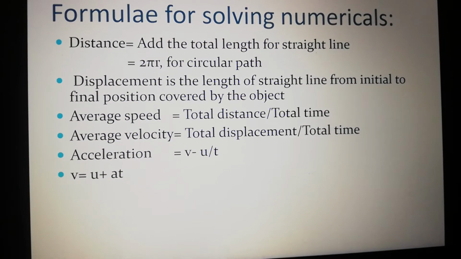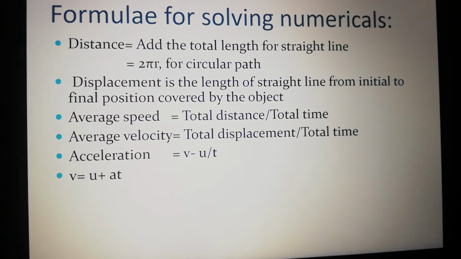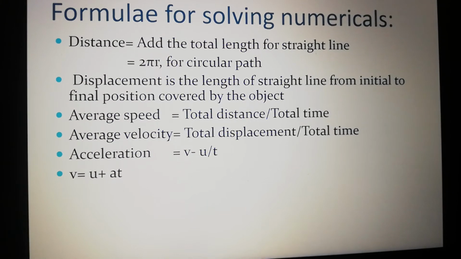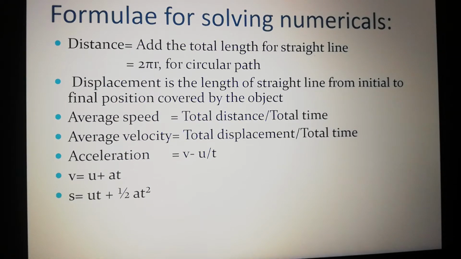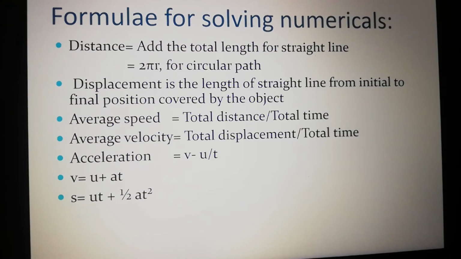Next you have average velocity, in the same manner: total displacement upon total time. Then comes the acceleration formula, that is v minus u upon t, change in velocity upon time taken. This is the acceleration formula.